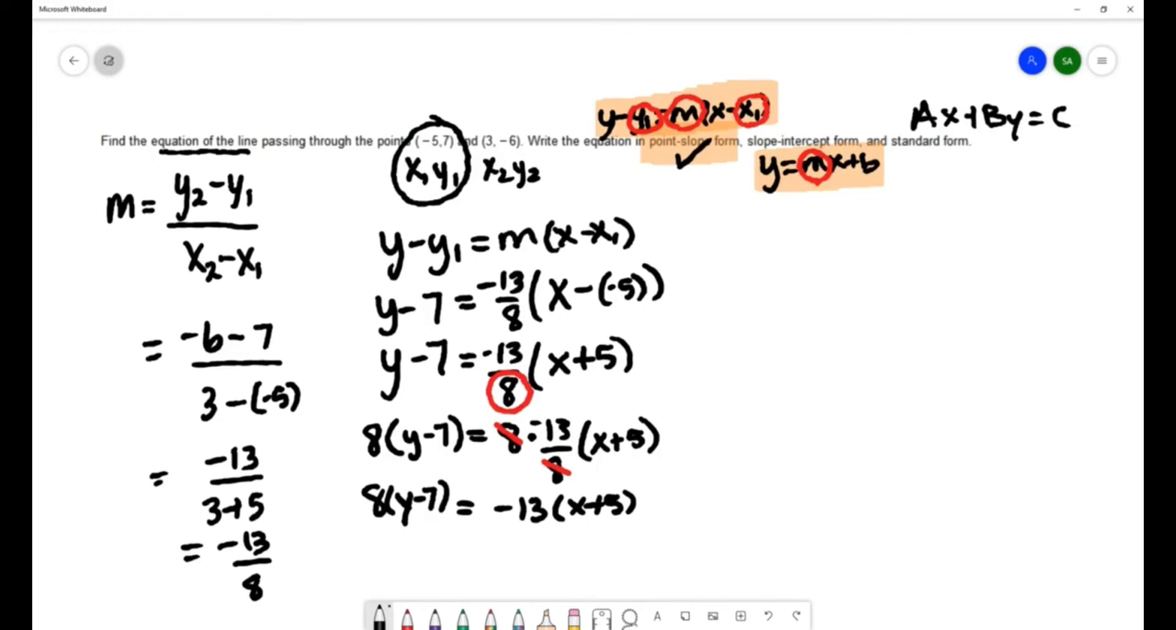Now we'll use the distributive property. I'm distributing the 8 to both of these terms, and I'm distributing -13 to both of these terms. So we get 8y minus 56, that's 56, not 40 something. And then negative 13 times x, that's negative 13x. And then we need to do 13 times 5. And that's 65. So we have minus 65.